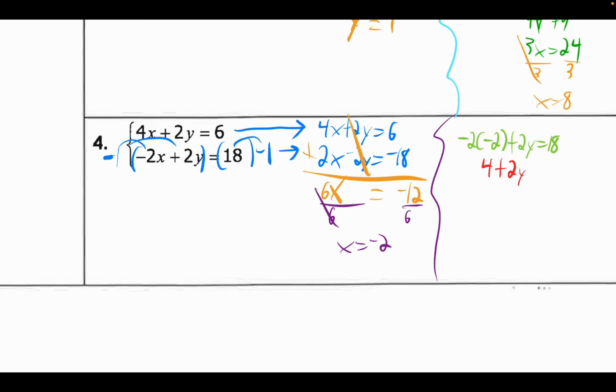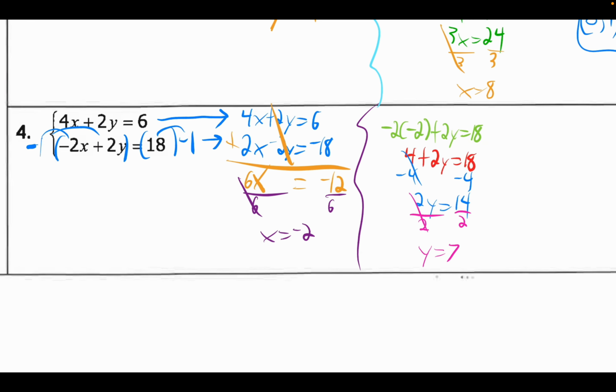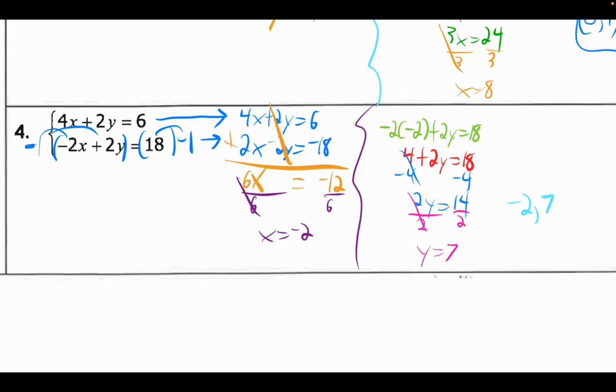So I have 4 plus 2y equals 18. Now as I subtract 4 from each side, I get 2y equals 14. Then if I go ahead and divide both sides by 2, y is 7. So I get my answer of -2, 7.